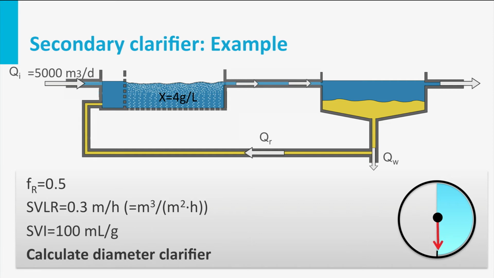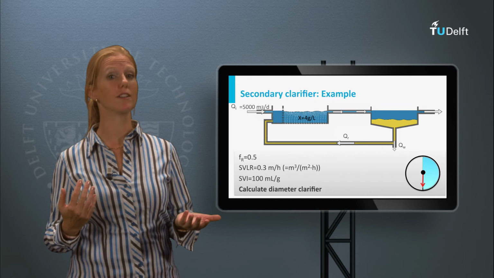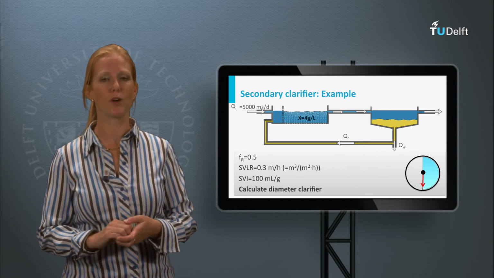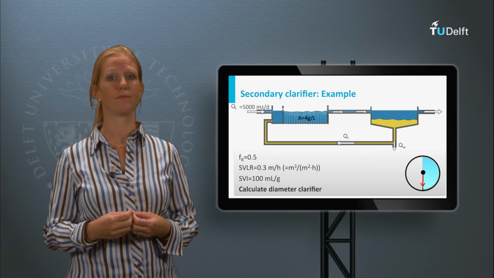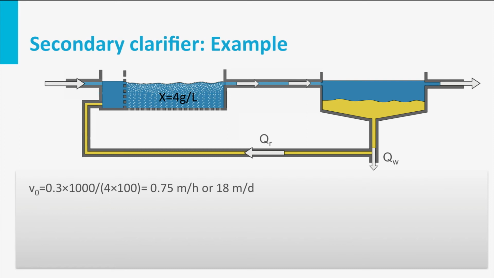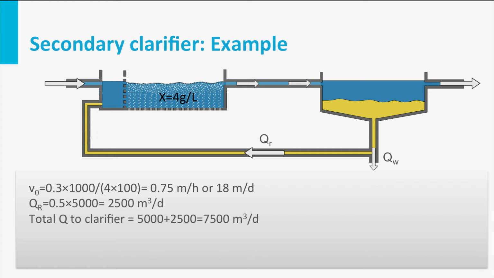Have you figured out where to start? With the sludge volume loading rate, you can calculate the surface loading rate, V0, which is 0.75 meters per hour. Since you always have to work with the same time units, you can recalculate this to 18 meters per day. Then you have to calculate the flow to the final clarifier, which is the influent flow plus the sludge recycle flow. In this example, that equals 7,500 cubic meters per day.